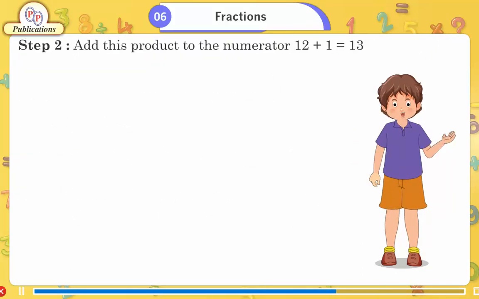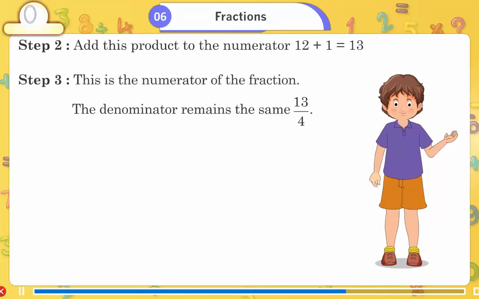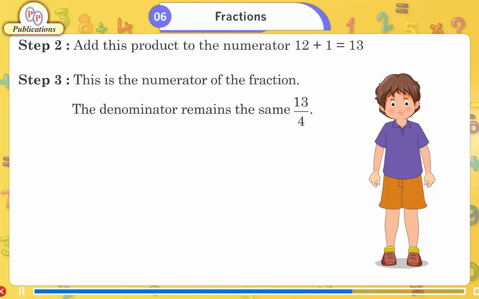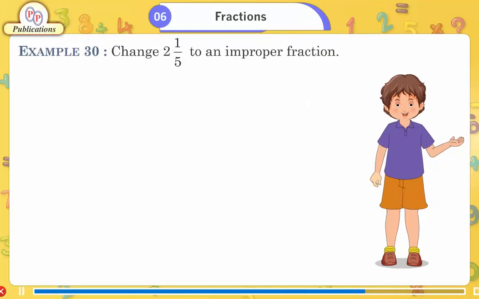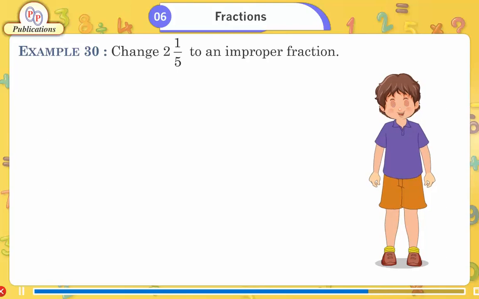Step 2. Add the product to the numerator. 12 plus 1 is equal to 13. Step 3. This is the numerator of the fraction. The denominator remains the same, 13 upon 4. Answer: 3 and 1 upon 4 is equal to 13 upon 4. Example 30. Change 2 and 1 upon 5 to an improper fraction.